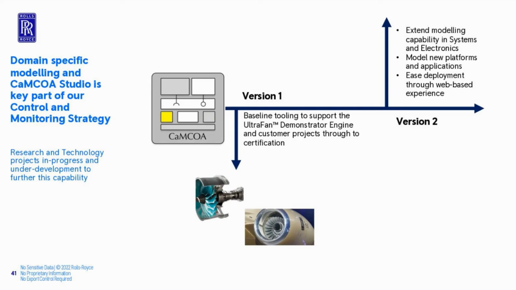And a final note, we're certainly not at the end of our journey with domain-specific modeling at Rolls-Royce. So far, we're approaching the end of CaMCOA Studio version 1. However, in version 2, we're looking to extend our modeling capability into systems and electronics. We're looking to model new platforms and applications and provide a better, more collaborative user experience through web-based applications.